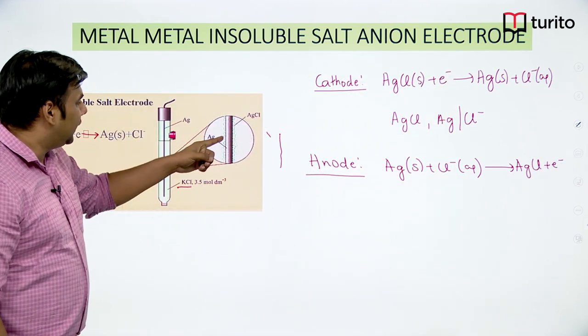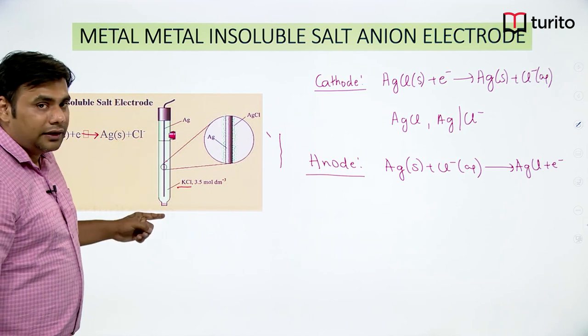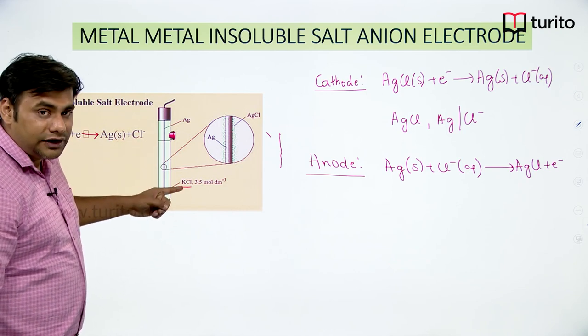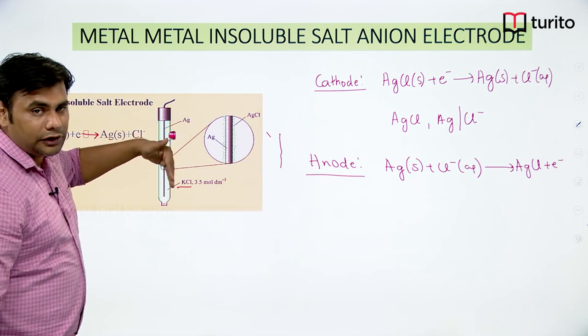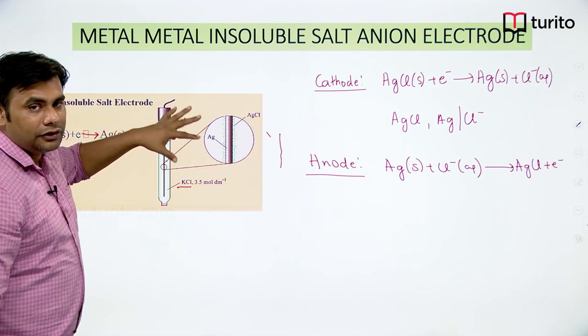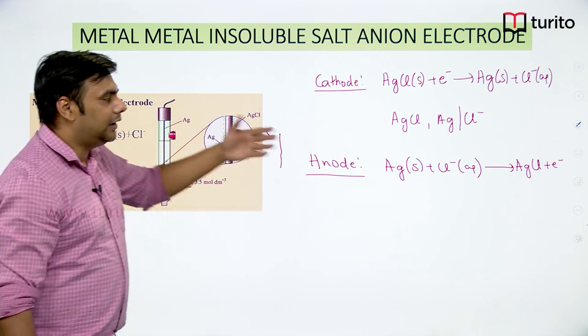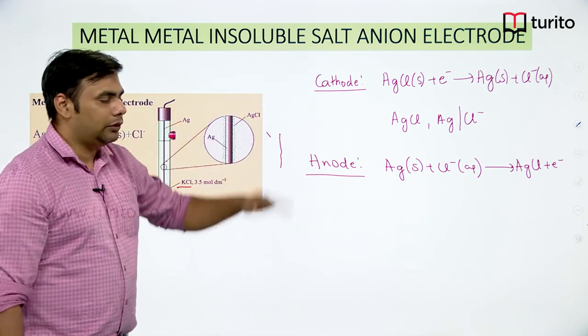Okay, so the metal that was present would react with the chloride ion and form AgCl, and AgCl would again form an insoluble salt, so it would form a paste around the metal, so it would remain deposited on the metal and the electron would be liberated, that would go into the cathode.